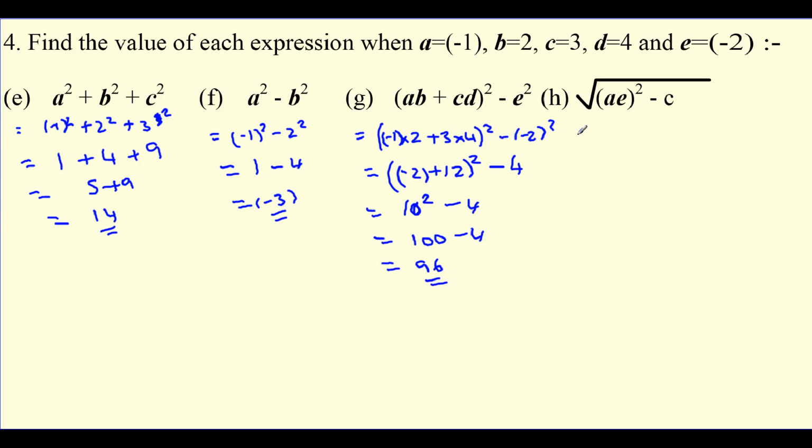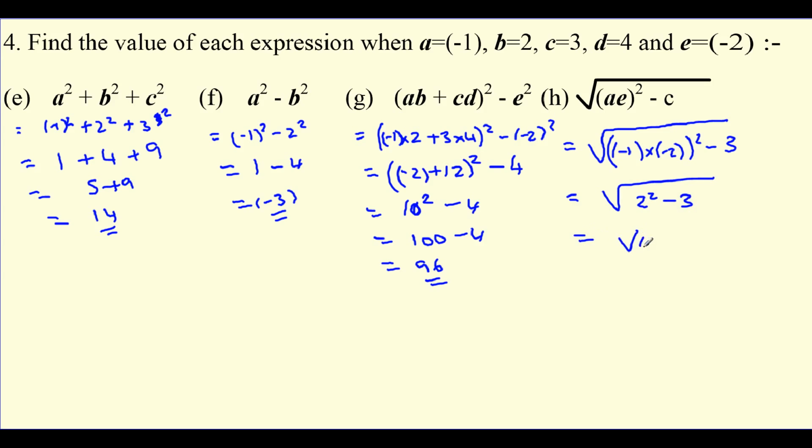Okay, the last question in this one is asking us for the square root, so we'll just leave that on the outside at the moment. We'll worry about what that means in a second. So A times E inside the bracket is going to be minus 1 multiplied by minus 2. We're going to square that, and we're going to take away the C value 3. Minus 1 times minus 2 gives you positive 2, so 2 squared, take away 3. That's going to give us the square root of 4 minus 3. 4 minus 3 is 1. And the square root of 1 is 1, since 1 times 1 gives you 1.